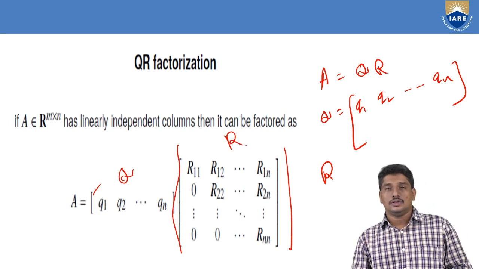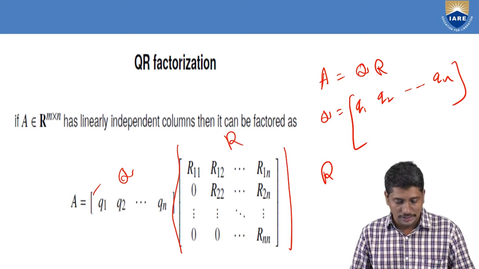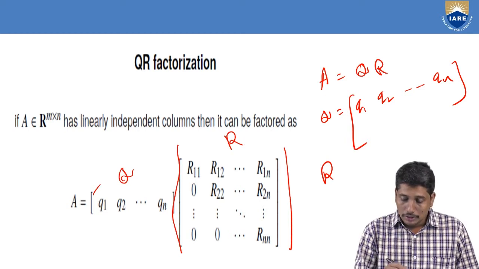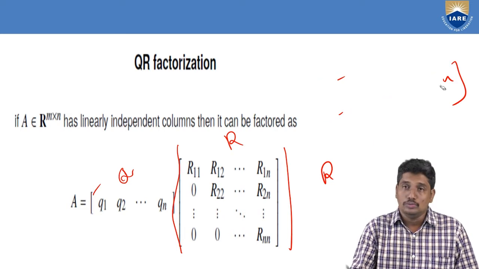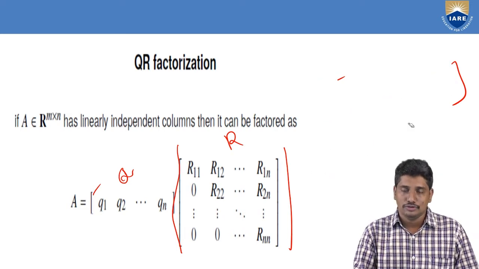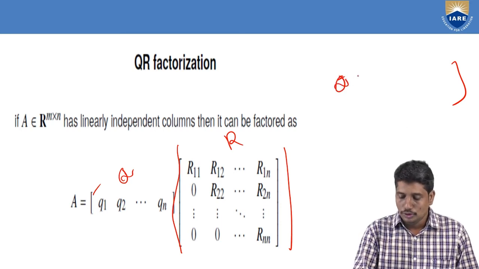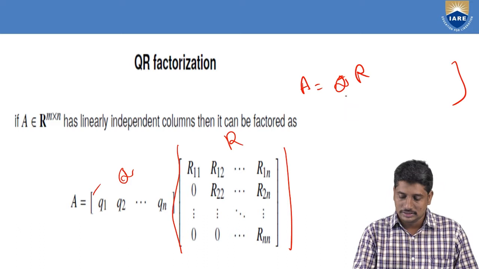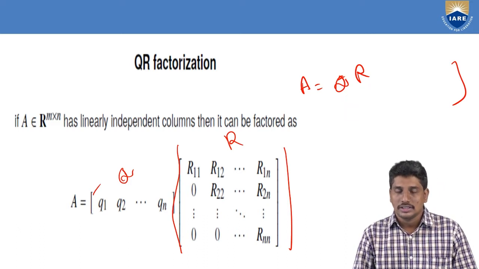So what is the behavior of Q? That means how could we understand the matrix Q and how could we understand the matrix R? When we decompose a matrix A into a product of two matrices Q and R, then Q is always an orthogonal matrix and R is an upper triangular matrix. What do we mean by an orthogonal matrix? Let us try to understand.